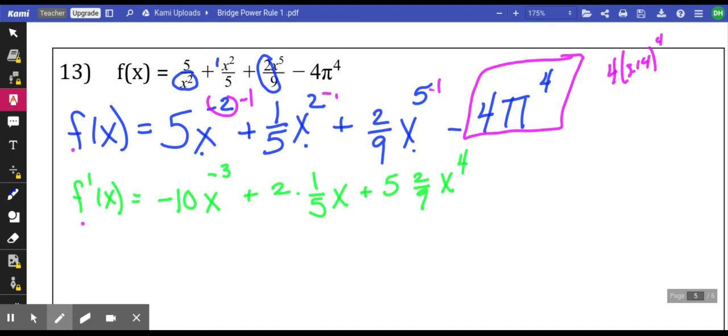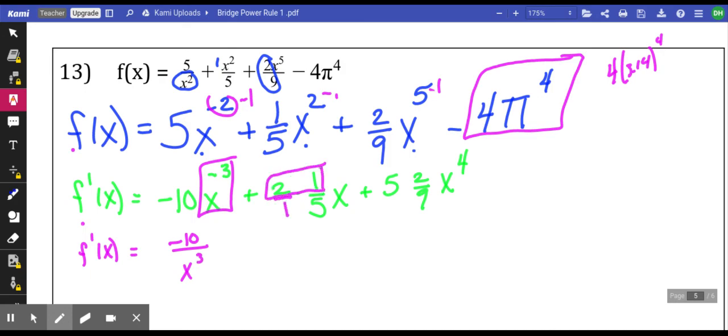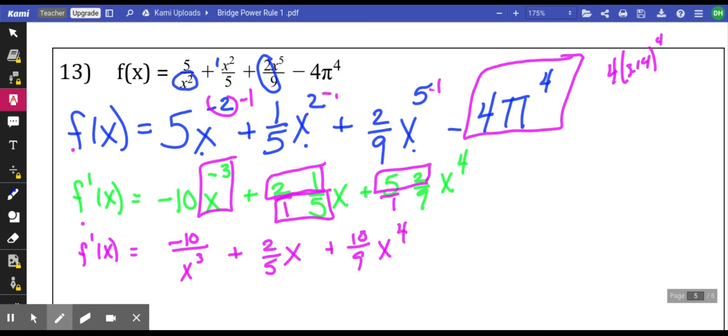And now I'm just going to clean this term up here maybe once or twice. This negative 3 is only on the x, so I'm going to say this is negative 10 over x cubed. 2 over 1 times 1/5, so I'm going to multiply the top, so that's 2 over 5, and that's an x. Again, I'm going to put this over 1, I'm going to multiply the tops, that's plus 10 over 9, x to the 4th. And there's really nothing else to clean up because I don't have any other negative exponents.